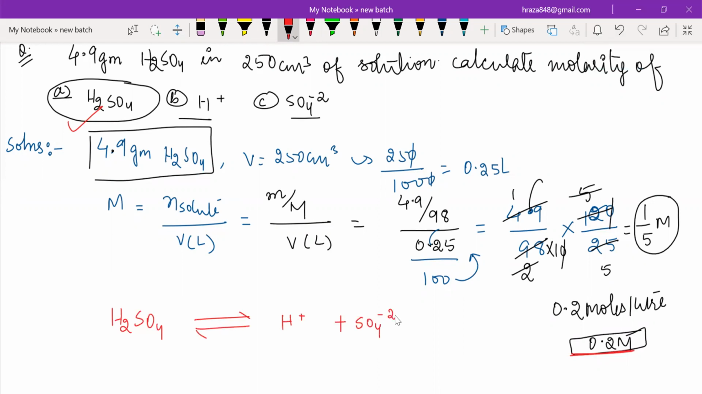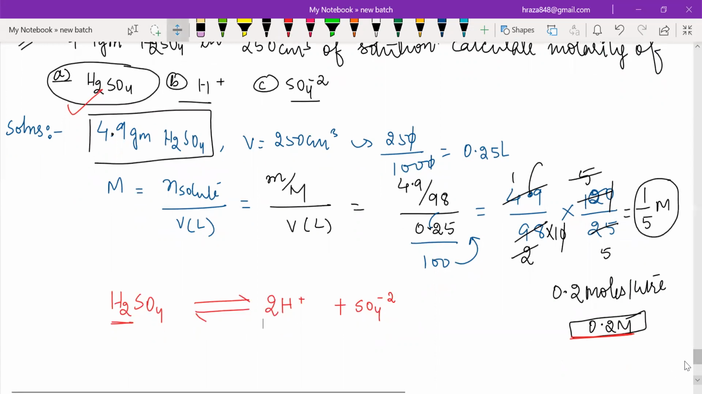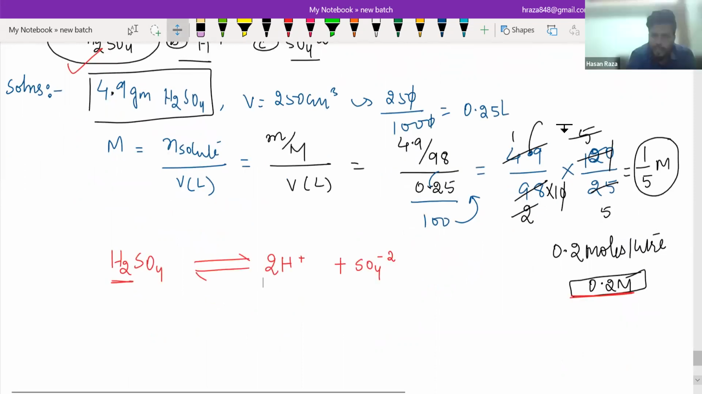Is it balanced or not? The reaction I have written, is it balanced or not? No, it is not balanced. How many hydrogens are on the left hand side? Two. So there will be 2. Now it is balanced.